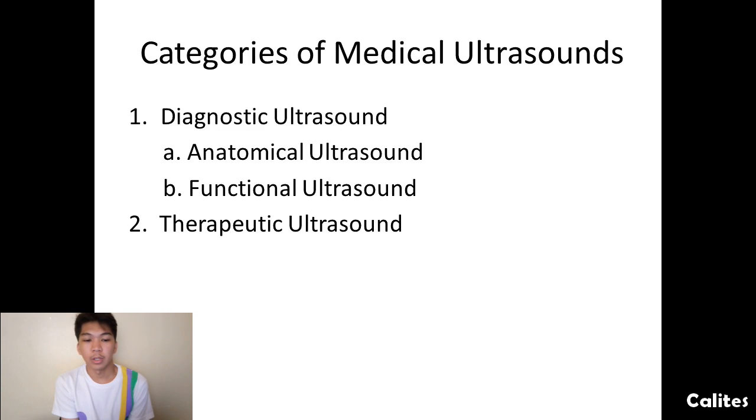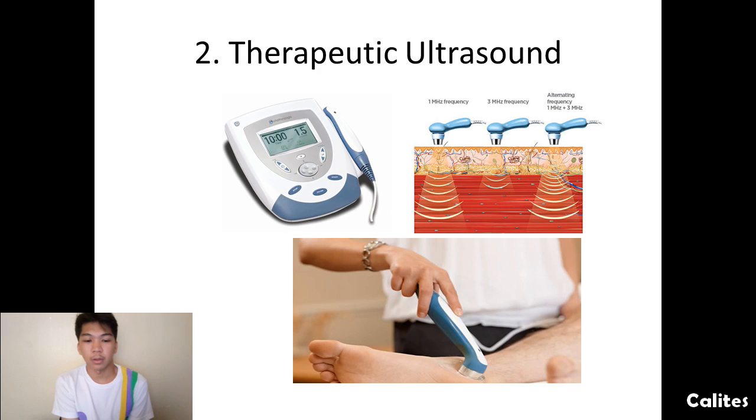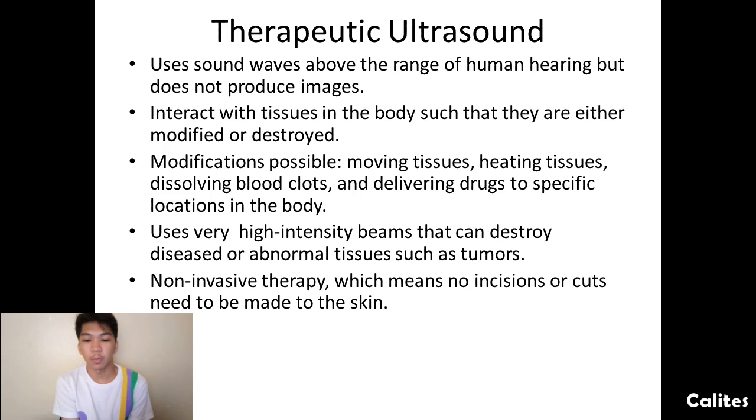The other category is the therapeutic ultrasound. Therapeutic ultrasound also uses sound waves above the range of human hearing, but does not produce images. Its purpose is to interact with tissues in the body, such that they are either modified or destroyed. Among the modifications possible are moving or pushing a tissue, heating tissue, dissolving blood clots, or delivering drugs to specific locations in the body.